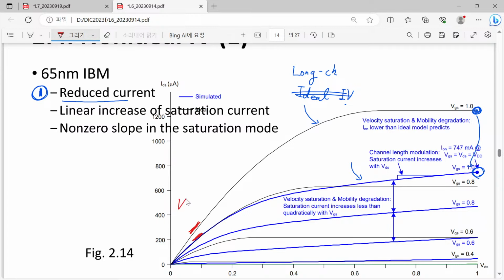They are biased with the same gate voltage VGS equal to 1.0, and now we have different slopes. What does it mean? Do they have a different width? No. Do they have a different length? No. They have all the same parameters. And how about their expression? So for example, VGS minus VT. Is it different? No, they have the same threshold voltage and they have the same gate bias.